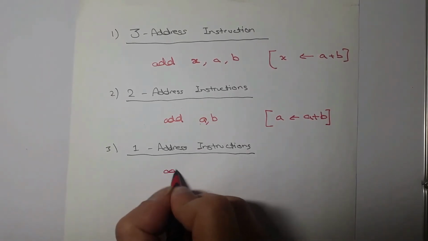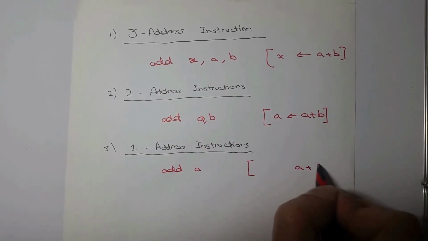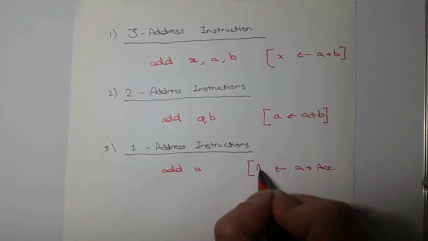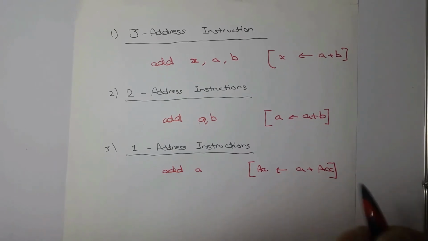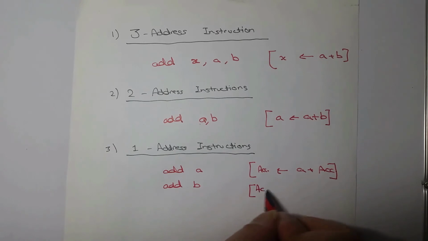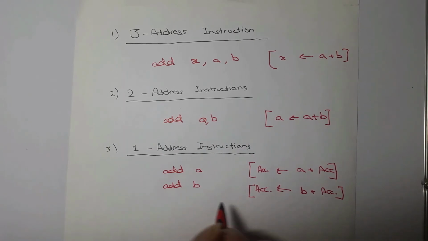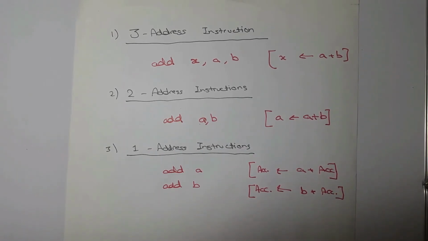So we'll say add a. This would mean that a plus accumulator is stored in accumulator. We'll make sure the accumulator is 0 before doing this, and then we'll say add b. This would store in accumulator the sum of b and accumulator. So at the end of both of these instructions, a plus b would be stored in accumulator.